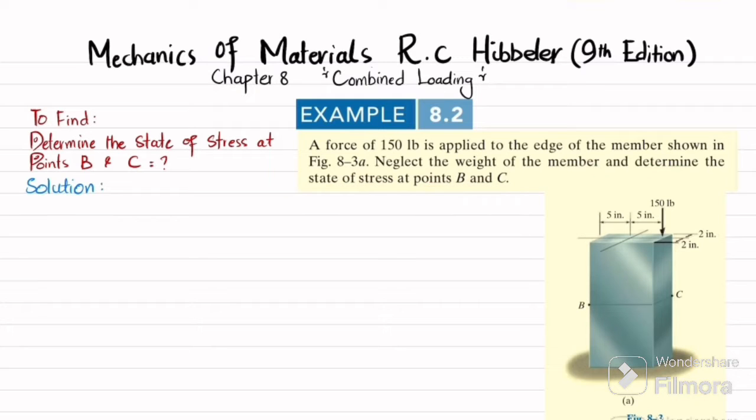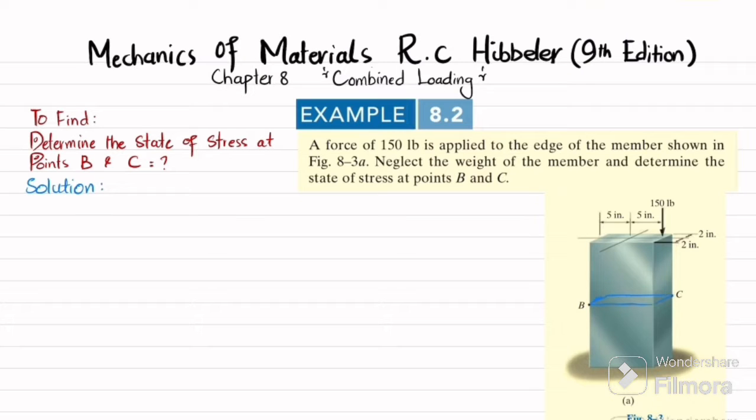So you can see this is the member and this load of 150 pound is applied to this edge at this point. Clear? And we have to find the state of stress at points B and C due to this loading. So let's start with the solution. The first step is that the member will be sectioned through B and C. So you will see that we will section it like this and we will draw the free body diagram.